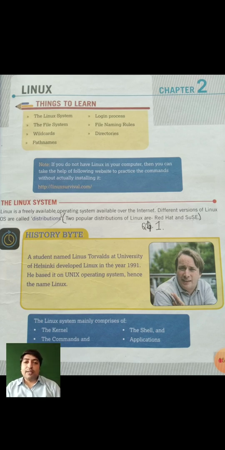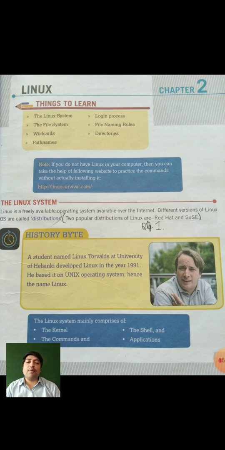We will see some points written in the textbook. First, things to learn: the Linux system, the file system, wildcard, path name, login process, file naming rule, and directories. Out of the different points, we will discuss some points from that chapter. So let's start. The Linux system.